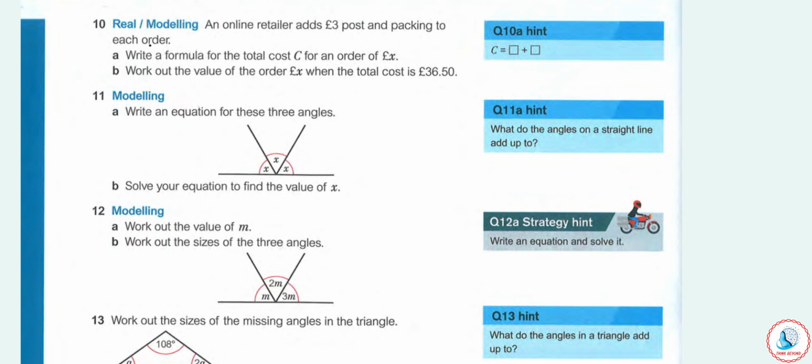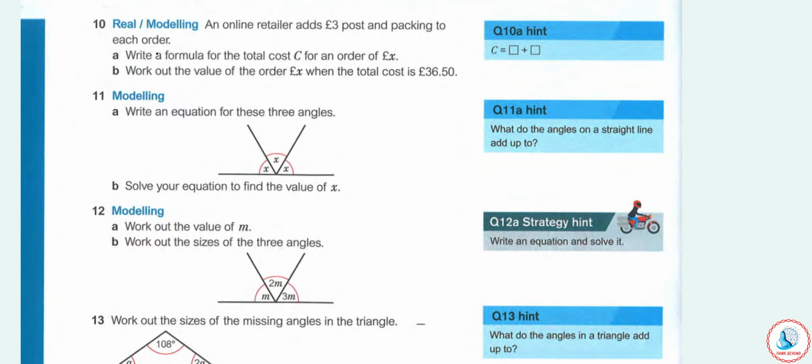Let's come to question number 10. The question says an online retailer adds €3 post and packing to each order. Question A says write a formula for the total cost C for an order of €X. And question B says work out the value for the order of €X when the cost is €36.50. And the hint is also given. If you want to try, you can try the question by yourself.